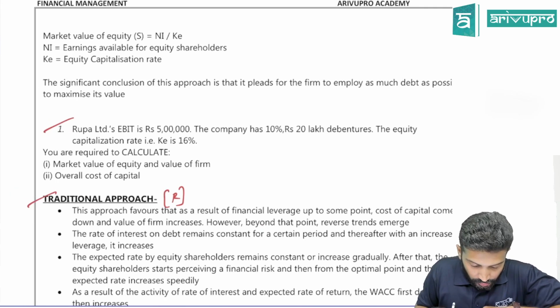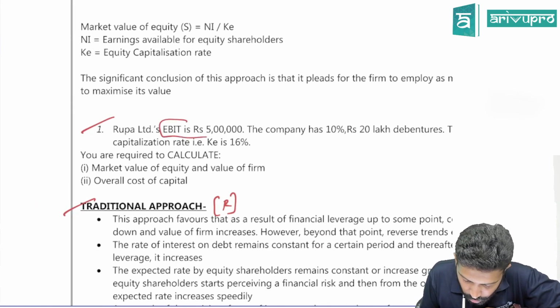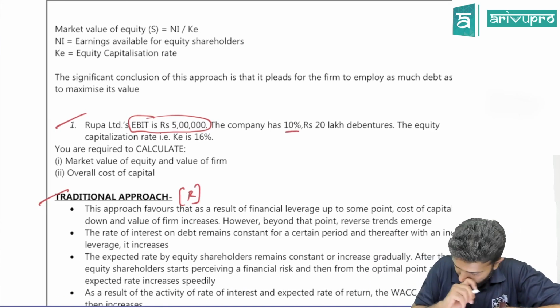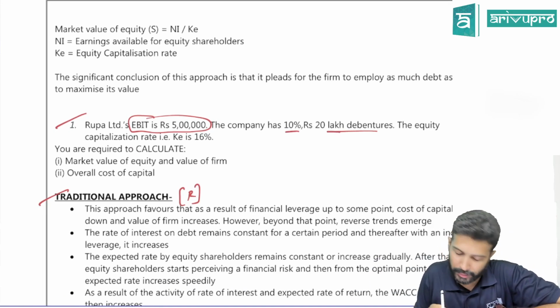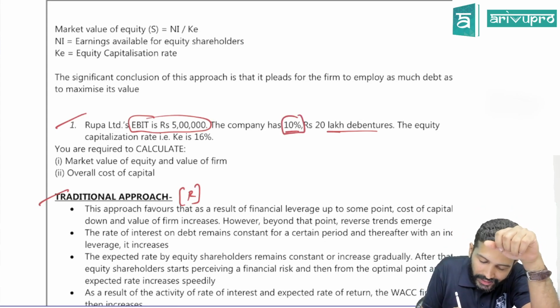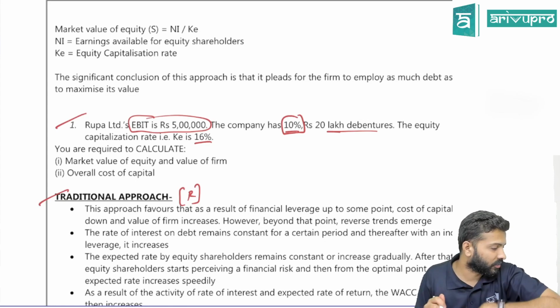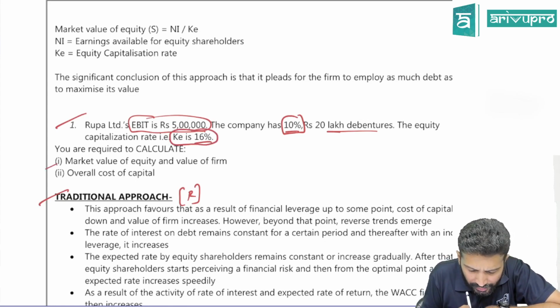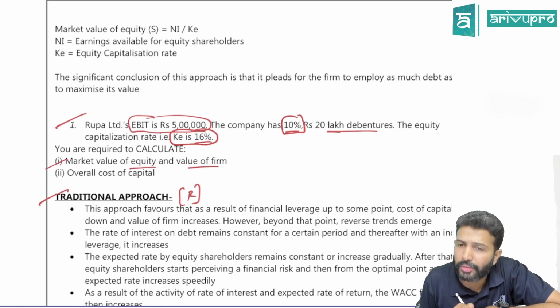First question. A company has an EBIT of 5 lakh. The company has 10% debentures of 20 lakh. So the interest rate that you have to pay on debentures is 10%. The equity capitalization rate, that is cost of equity, is 16%. You are required to calculate market value of equity as well as market value of firm.